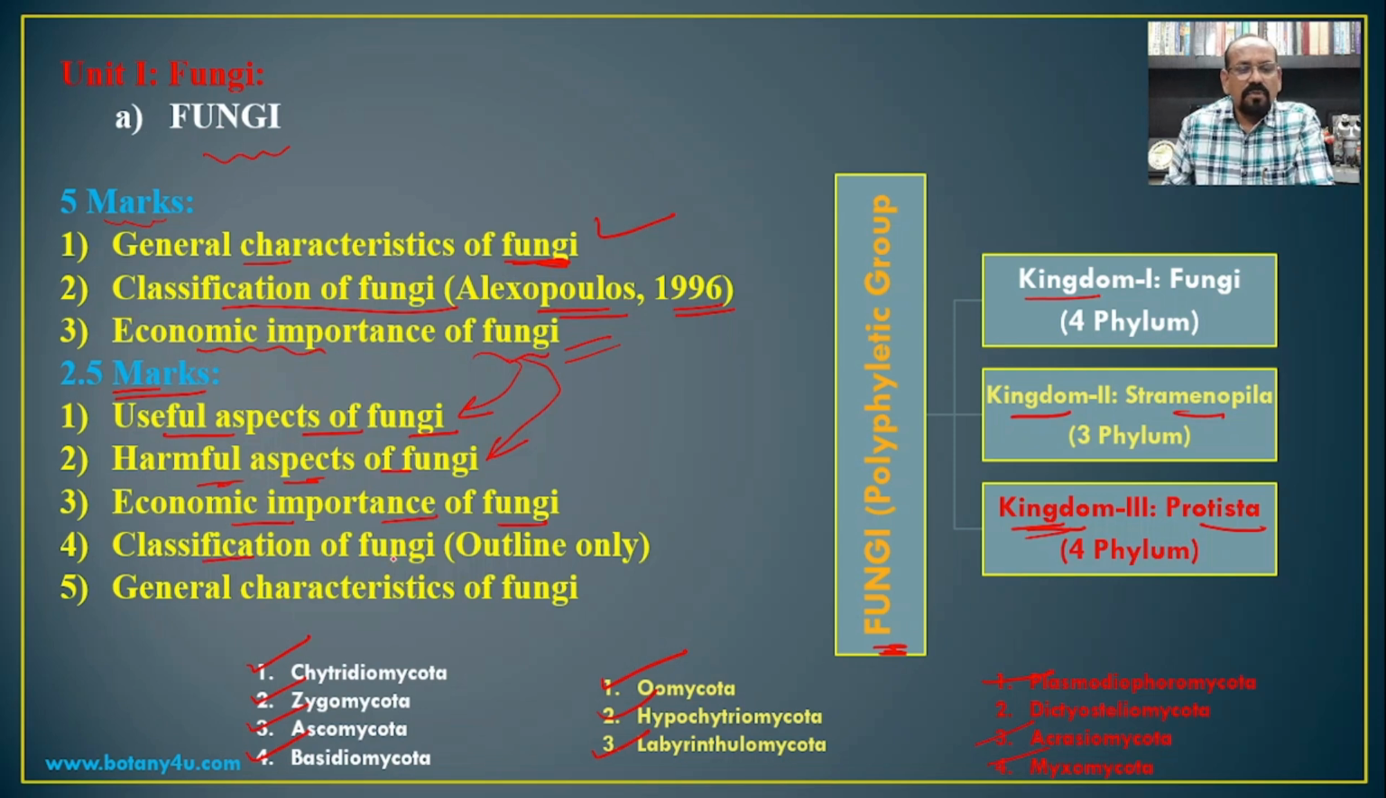Then classification of the fungi, outline only. We just have to provide this outline of the fungi, and that will be sufficient for 2.5 marks. Then general characteristics of the fungi. Again, this question was earlier asked for 5 marks also. So here the same question is asked for 2.5 marks.